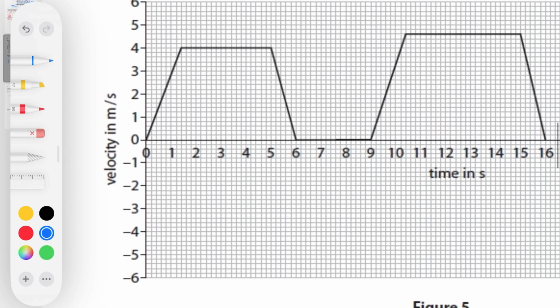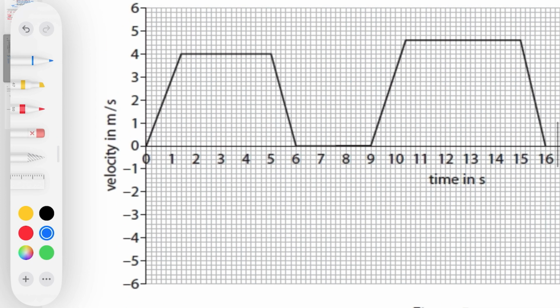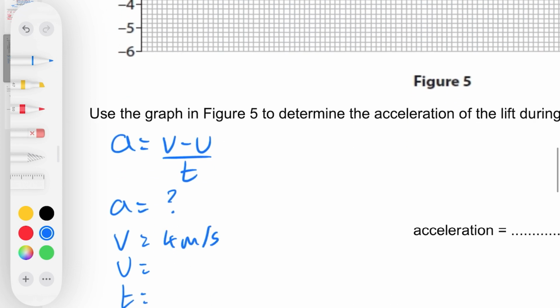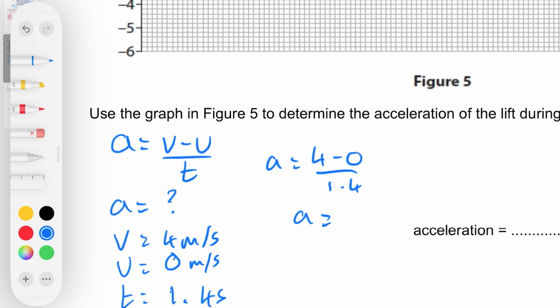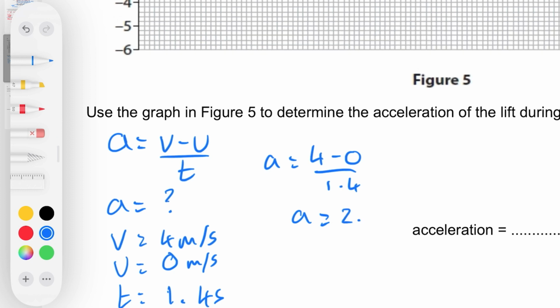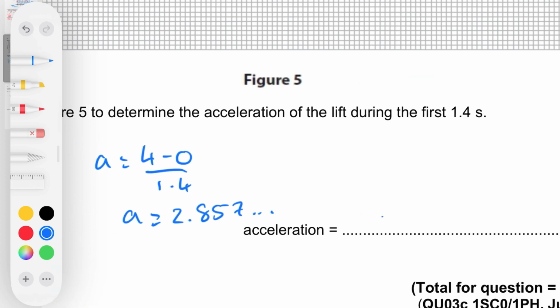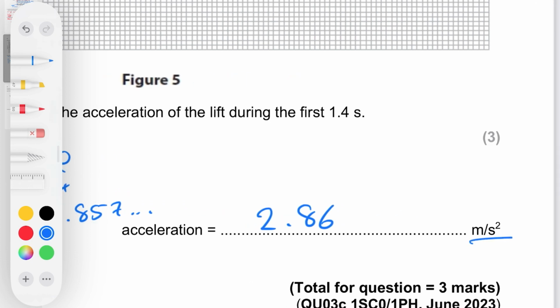So the final velocity, the v, is 4. We're going to 1.4 seconds, so that is here. So it's 4 meters per second. It started at 0 meters per second, and it took 1.4 seconds. So you put those numbers in: a equals 4 minus 0 divided by 1.4. That is 2.857, and so on. For an appropriate number of figures, once again, we go 2 decimal places: 2.86. Just check the unit is there, meters per second squared.